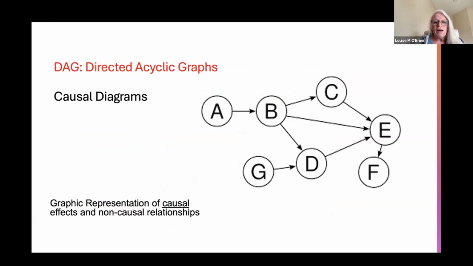So what are DAGs? DAGs are directed acyclic graphs, and they're essentially causal diagrams. So they basically represent how variables relate to one another, especially when we're thinking of exposures and outcomes, because that's really what we're interested in, and what we've got in between to consider.